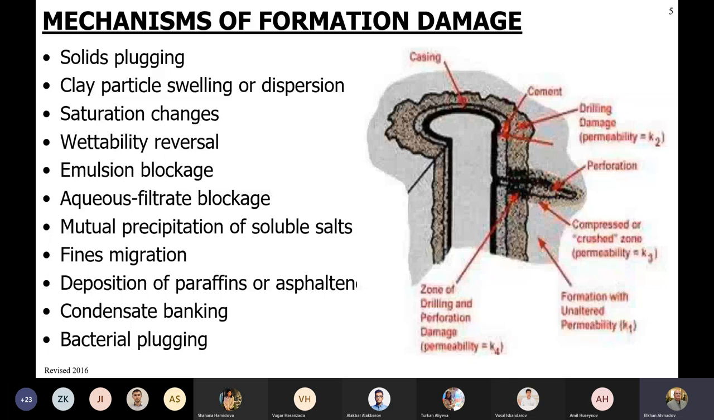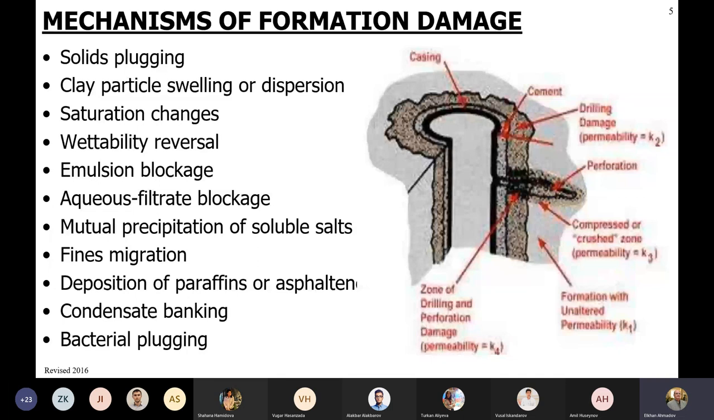Mutual precipitation of soluble salts, both from the drilling or completion fluids and from the minerals of the rock. Fine migrations might be due to some production issues. Deposition of paraffins or asphaltenes is related to lowering pressure in the reservoir. These are the formation damage during the production.